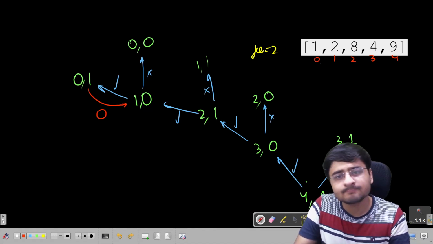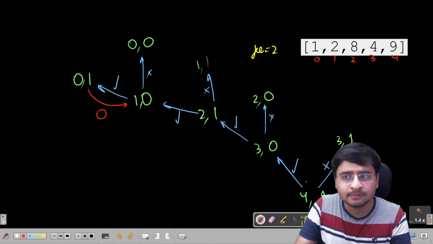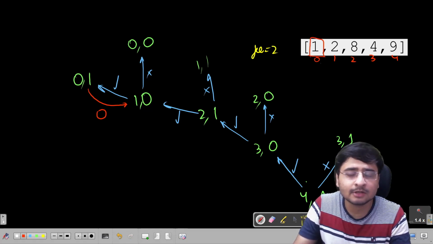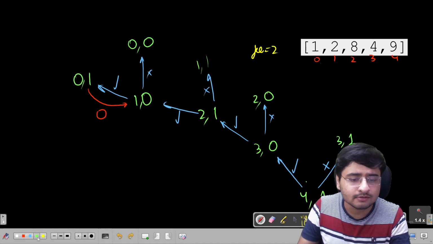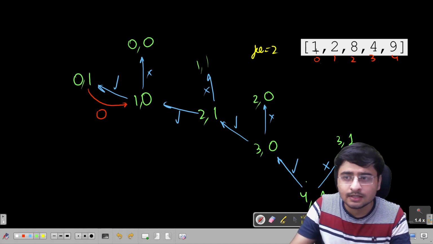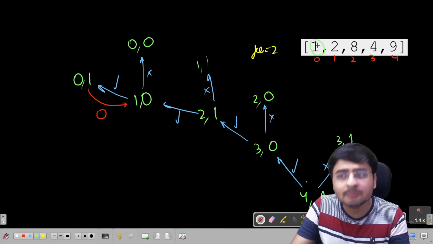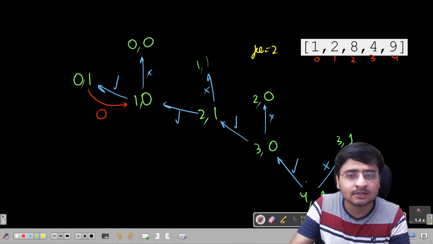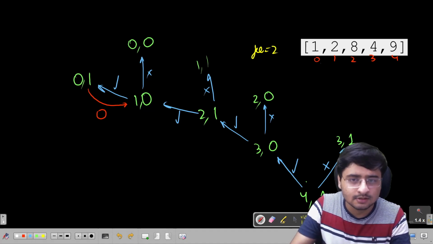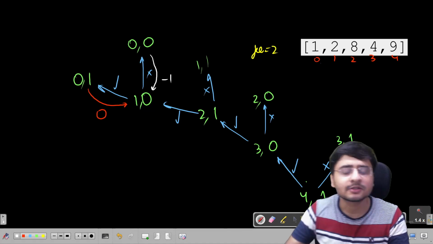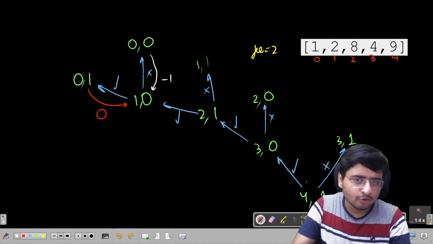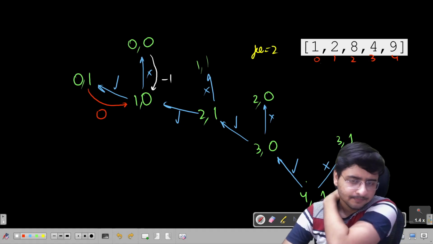0 comma 0, yes, I can buy on the 0th day. If I buy on the 0th day, what am I going to return? Since I'm buying here, I'm going to return -1, because this is what I have spent. So from here, let me use a different color, from here I'm going to return -1, right? So -1 is the profit returned if I buy on the previous day.